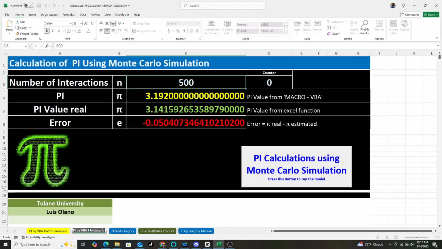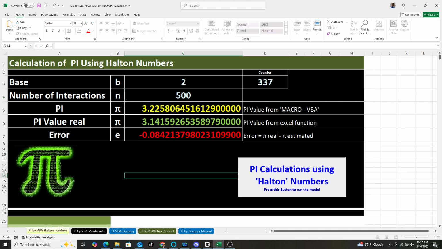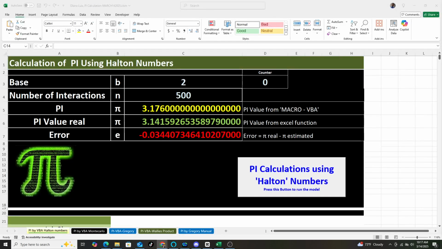The first one is using Halton numbers. I want to show you here. I want to put only 500 samples just to show you how it works. Halton numbers are a low-discrepancy sequence. These are used for various applications, including Monte Carlo simulations. It can be used to generate sample points uniformly across the output space.